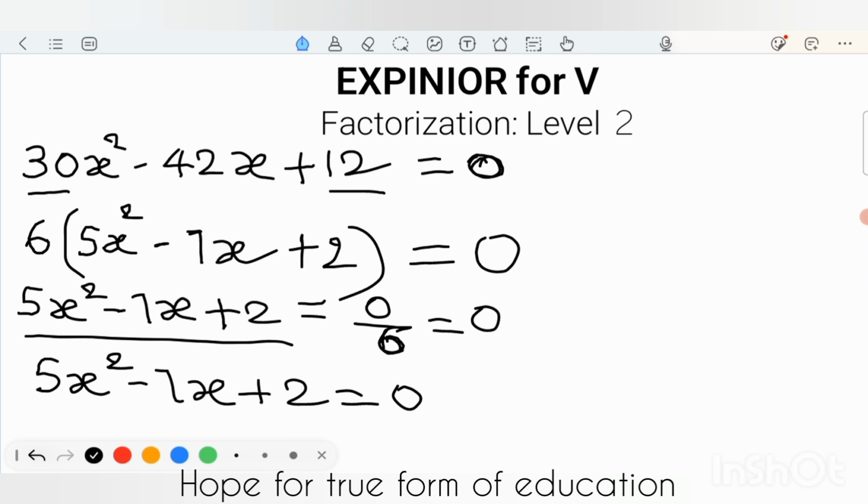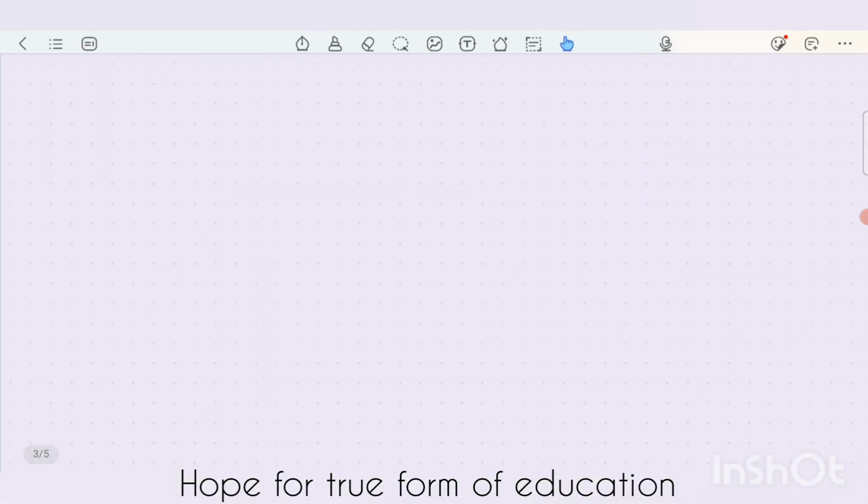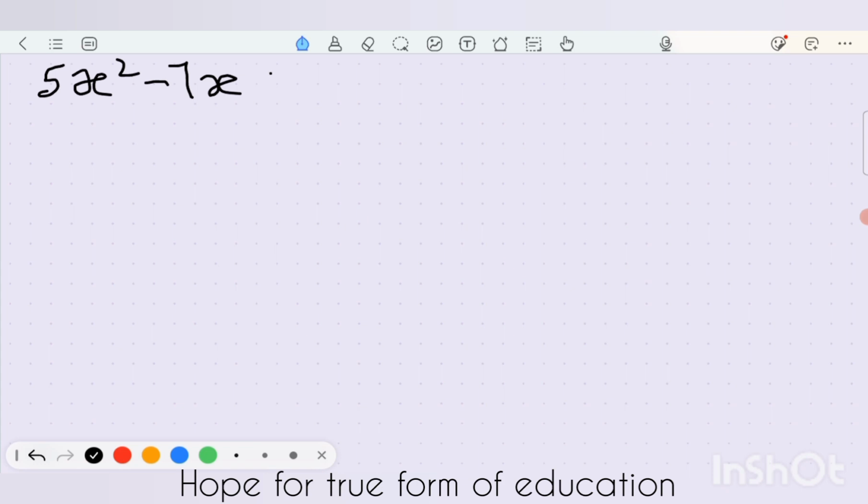If you have a doubt about cases where we cannot simplify them, then I will even make you solve that type of question also, okay? So here we'll move on to the next page. 5x square minus 7x plus 2, right? So this is the given equation.